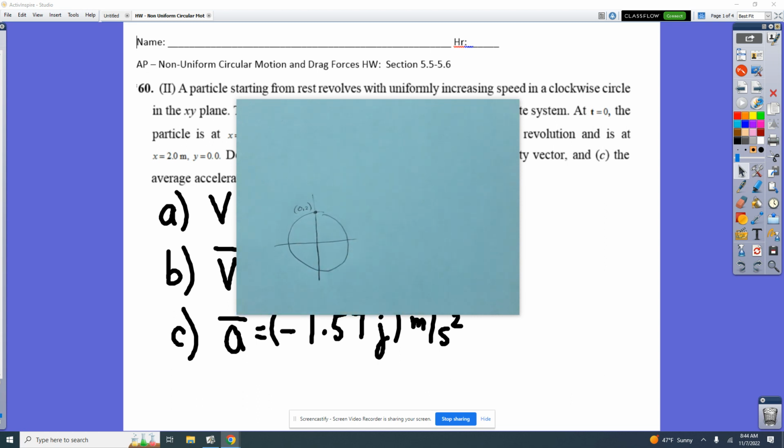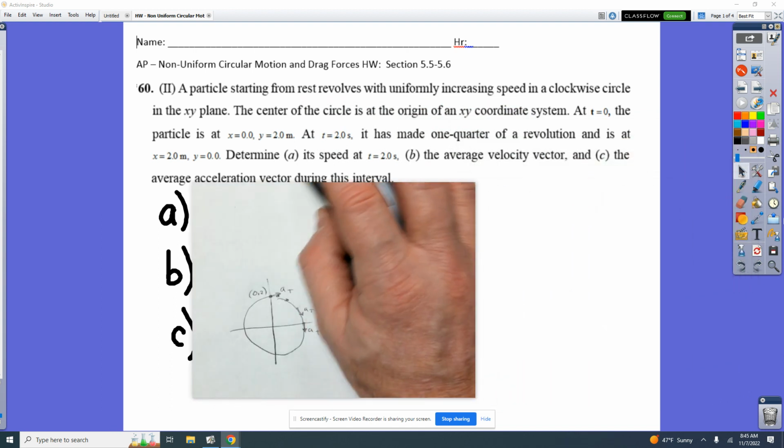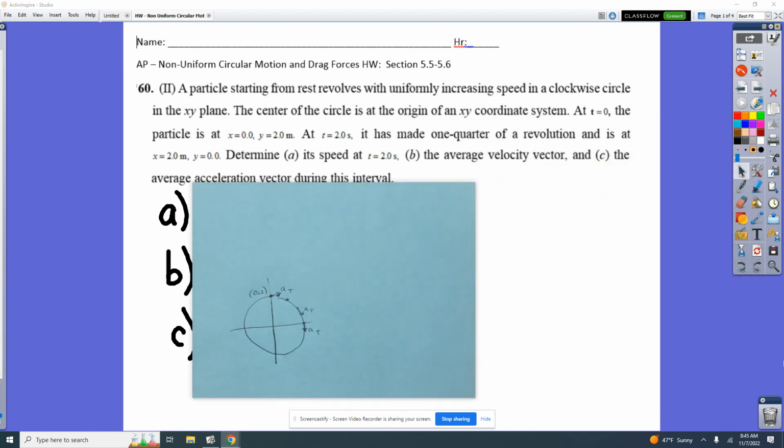Because it's speeding up uniformly along this circle, let's draw a little set of dot diagrams here to show that it's speeding up tangentially. So it's got some acceleration along the tangent line, and we're going to assume that acceleration is a constant value, but its direction is constantly changing. We're given that at this point in time, it is at 2 meters. So it has traveled to this particular spot. It's taken 2 seconds to get there, and we want to determine its speed at that point, the average velocity vector, and the average acceleration vector during that time interval.